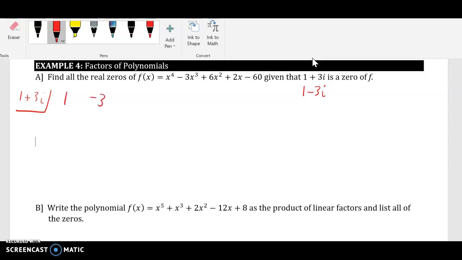So we have 1, -3, 6, 2, and -60. There are no spaces missing, so 4, 3, 2, 1, 0 powers. We just need to be careful and make sure we give ourselves enough space. So bring down the 1, multiply this first one. The multiplication is fairly simple. Add that column, you're going to get -2 plus 3i.